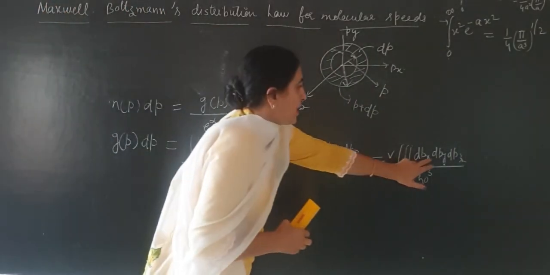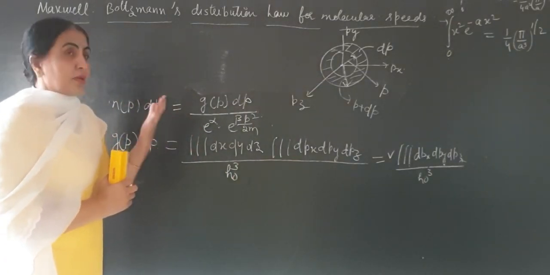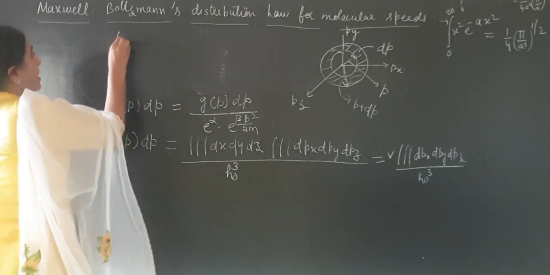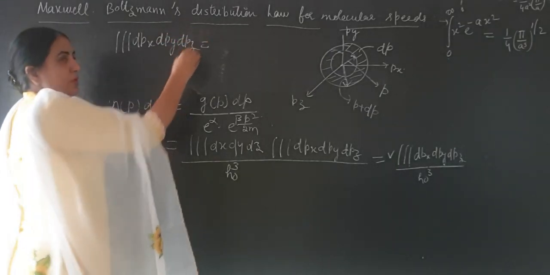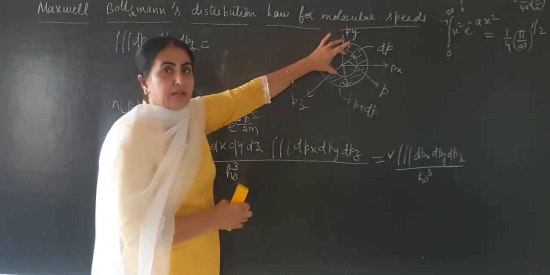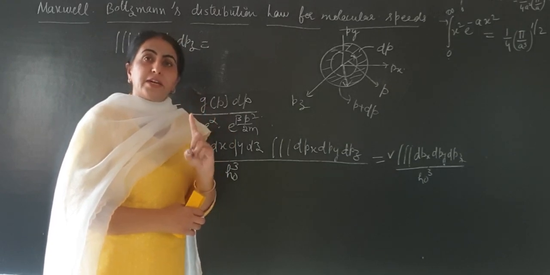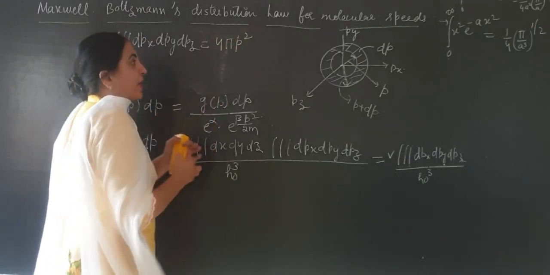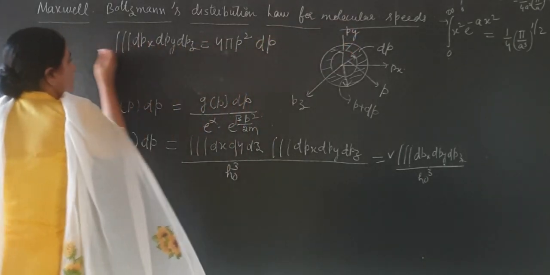Now this integration dpx dpy dpz is the volume in the momentum space, or in the momentum interval dp, between the momentum p and p plus dp. So this is equal to the surface area of the inner sphere. Pay attention, the inner sphere has radius p. So the surface area of the inner sphere is 4 pi p square into this thickness dp. So this is the volume. Clear?